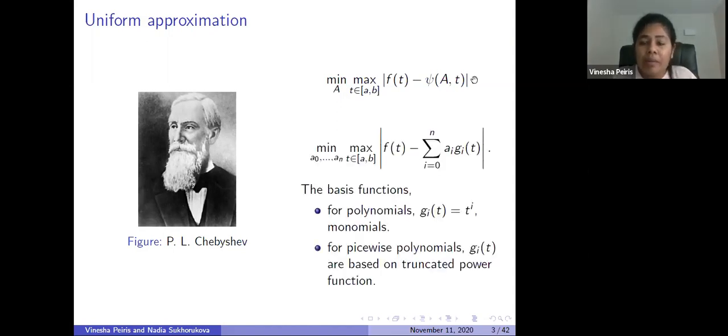If I expand this formulation a little bit for a polynomial and for a piecewise polynomial, this is what it looks like. f of t is the original function again, and we have our approximation, and the a_i's are the coefficients, the parameters that we try to optimize. And the g_i's are the basis functions. For polynomials, these basis functions are just monomials. And for piecewise polynomials, these basis functions are constructed based on the truncated power function.